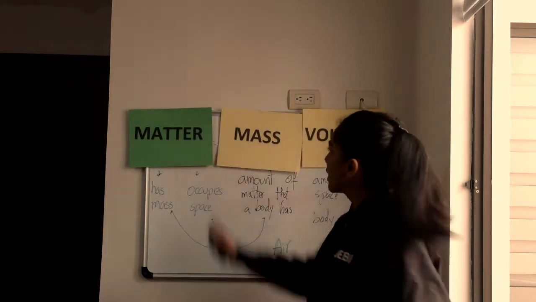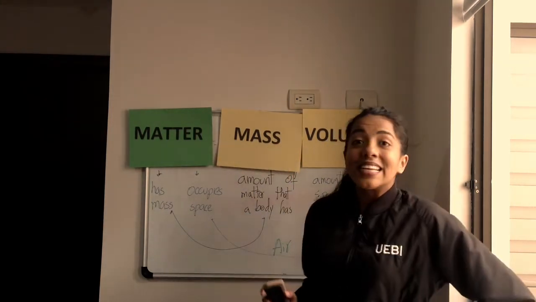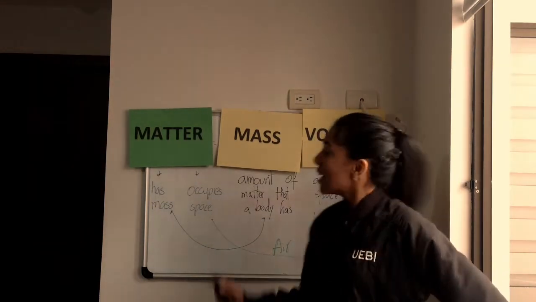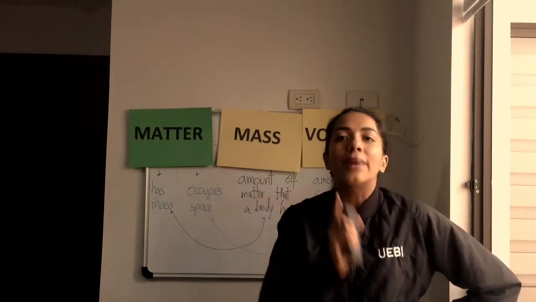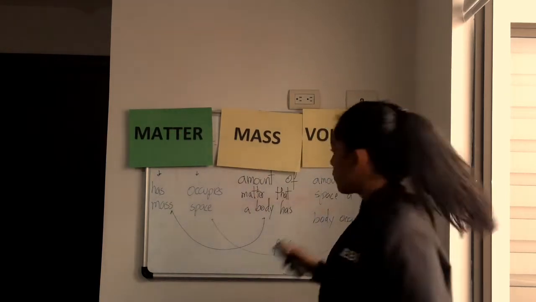Let's remember. Matter has mass and occupies a space. Mass is the amount of matter that a body has, and volume is the amount of space that a body occupies. Okay, let's see if we remember.